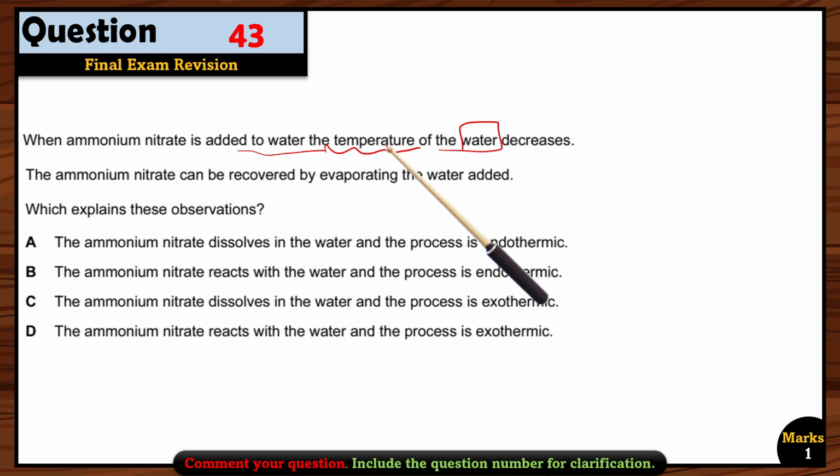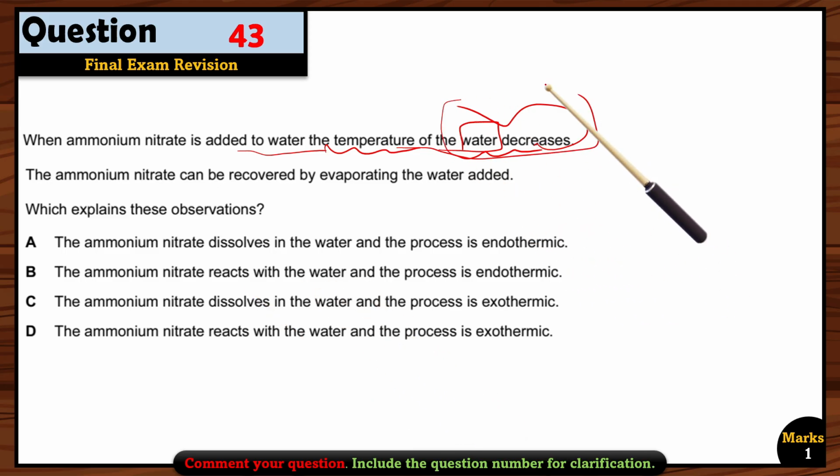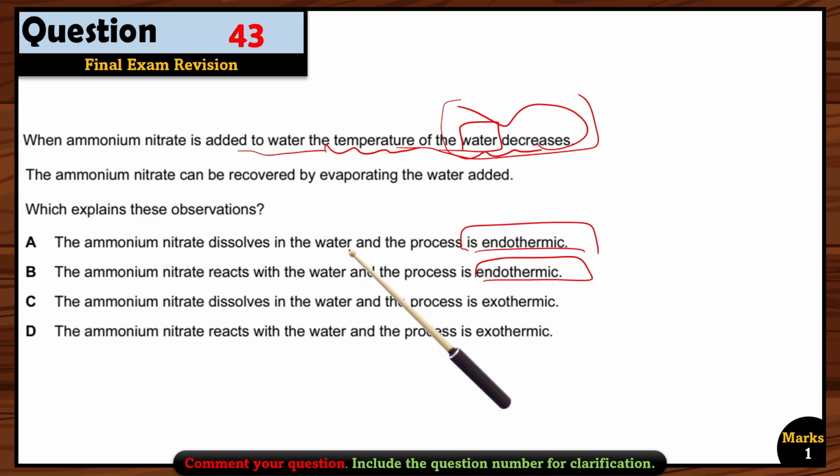So if the temperature of the surrounding decreased, it means the reaction is actually endothermic. Okay, so which explains these observations? First, the ammonium nitrate dissolves in the water. But first of all, let's see, the temperature of the water decreases, so it means it's an endothermic reaction. So these two options are right. The process is endothermic. Now let's see another piece of information.